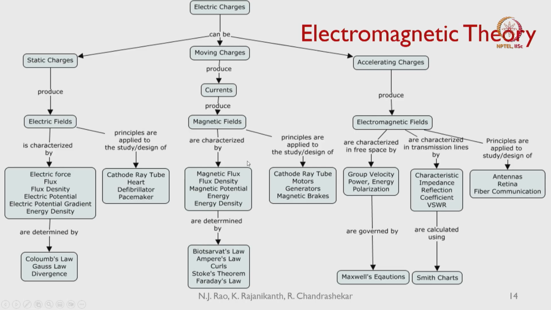And here any of these properties are determined by Biot-Savart's law, Ampere's law, Curl, Stokes' theorem, and Faraday's law. So you use all these laws to determine these properties. Now you can trace the other branches similarly. As you can see, you can traverse through this. If you feel comfortable in traversing, then I think you have drawn a good map.